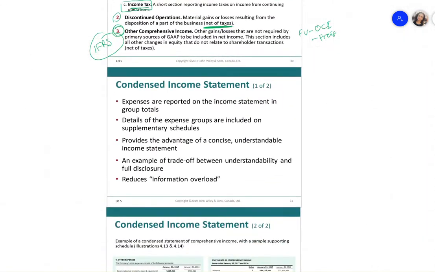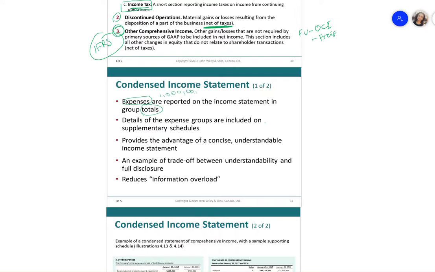Now, the next type of statement is a condensed income statement. When we talk about condensed, just the word itself is condensed, right? Expenses are reported on the income statement in group totals. So there's a group total, they're condensed. Detail of the expense groups are included in the supplementary schedule. So now there you have an expense, and this expense they put at $1 million.